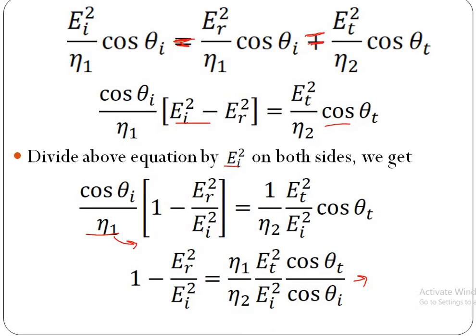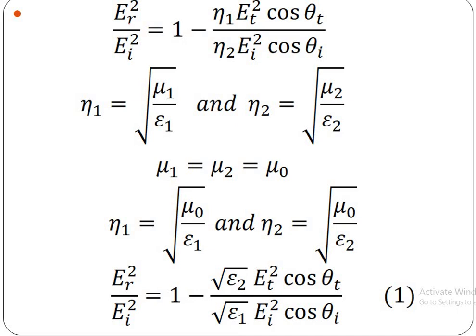Now take this to this side and this to this side. Then this equation becomes this one. Er square by Ea square is equal to 1 minus eta 1 by eta 2 Et square by Ea square cos theta t by cos theta I.